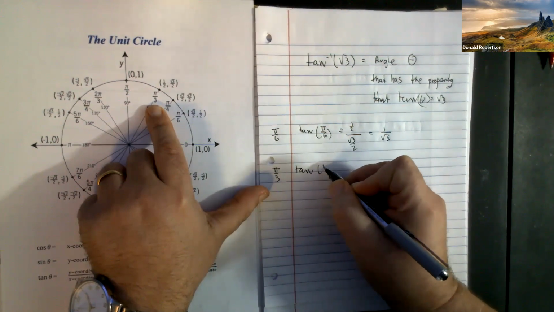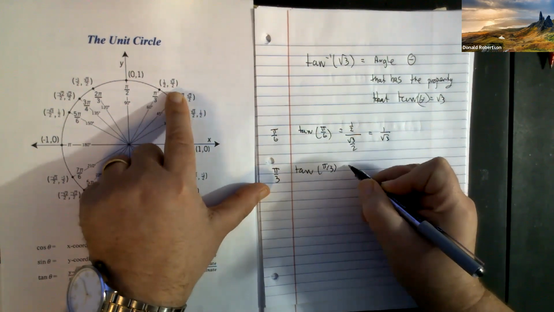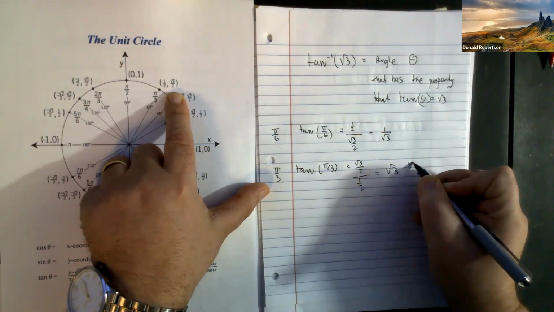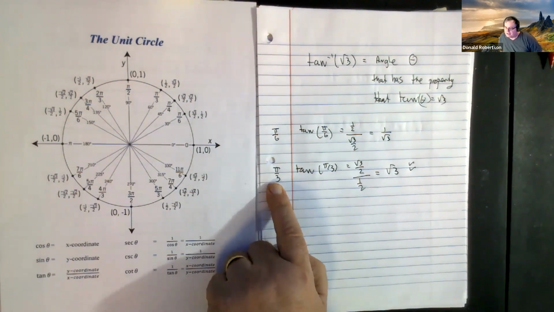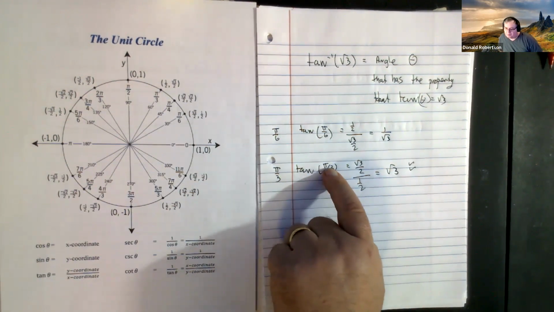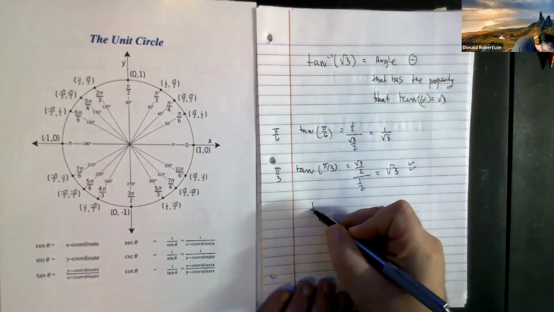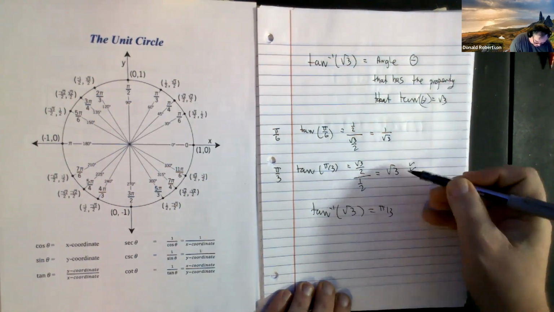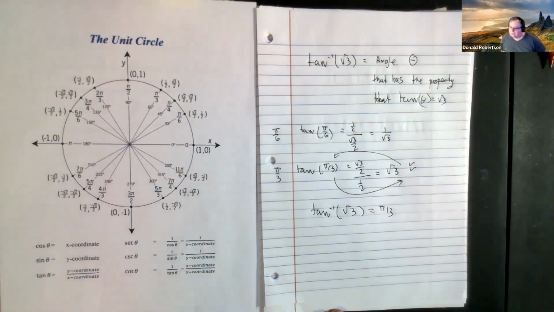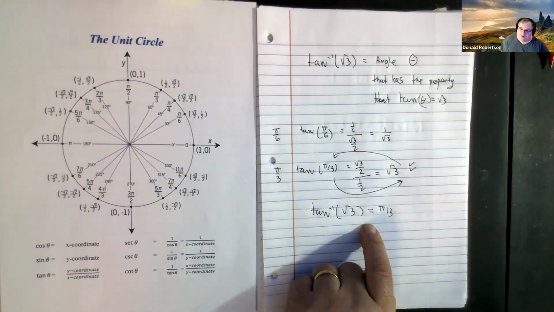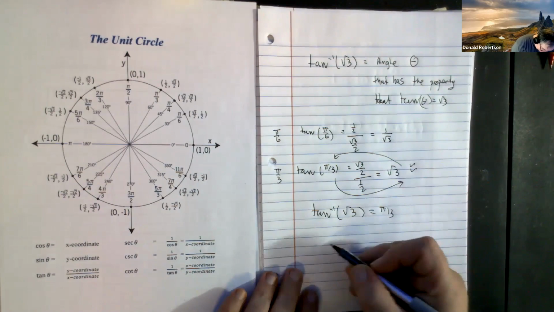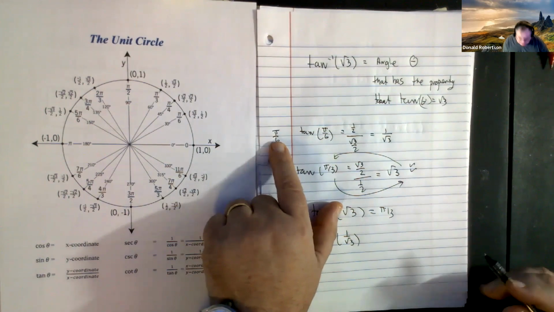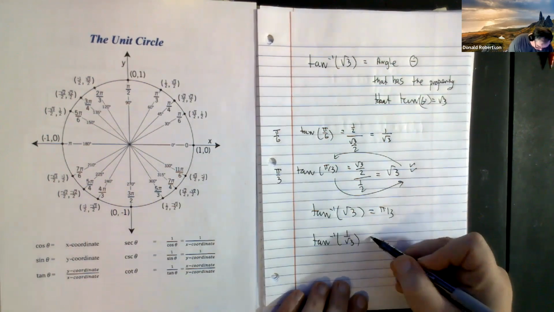Well, the tangent of pi upon 3 is the y coordinate divided by the x coordinate. And yes, bingo, it's root 3. Right, so if the tan of pi upon 3 is this guy, the inverse tan of root 3 is pi upon 3. Do you see it's like a two-way street? So I now know that guy. If I want to find the inverse tan of 1 over root 3, I've actually found it accidentally up here. It would be pi upon 6.